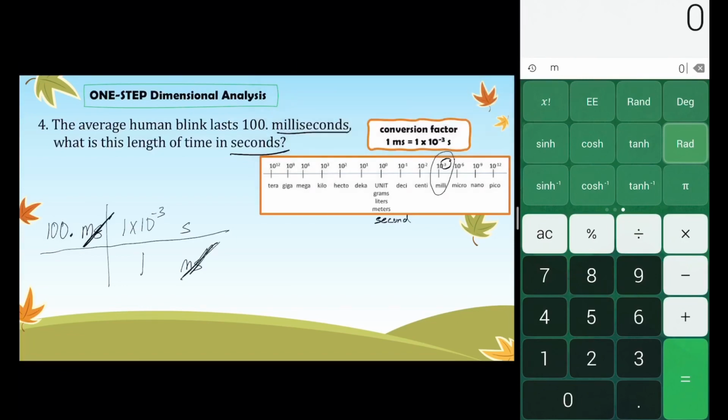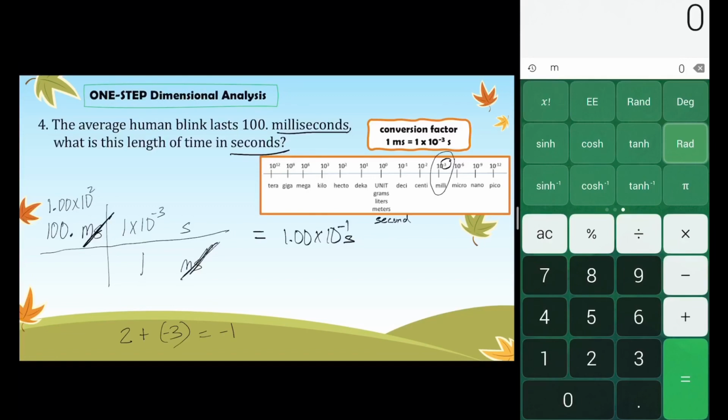And if you recall, 100 is the same thing as saying 1.00 times 10 to the power of 2. That's the same thing as saying 100. So if you recall what to do with the exponents here, we're multiplying, so 2 plus negative 3. Remember to add the exponents when you're multiplying. That equals negative 1. So that will be the exponent in our final answer. 1.00, that's 3 significant digits, times 10 to the power of negative 1 seconds.